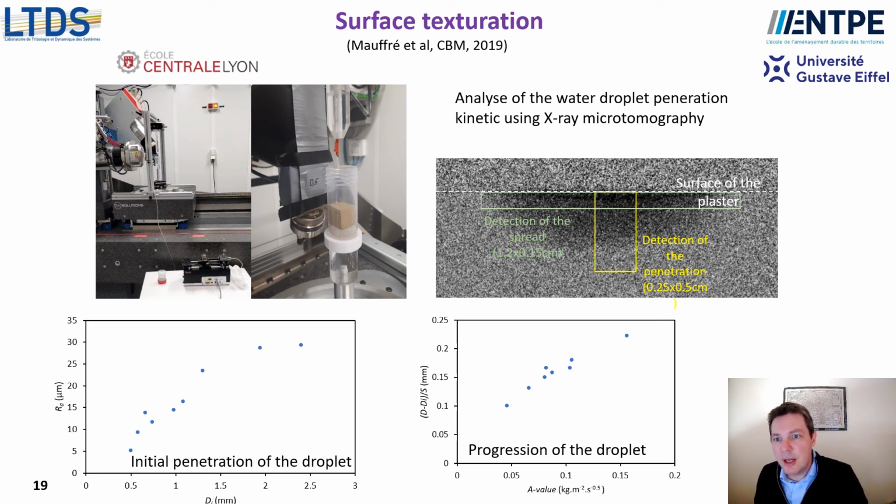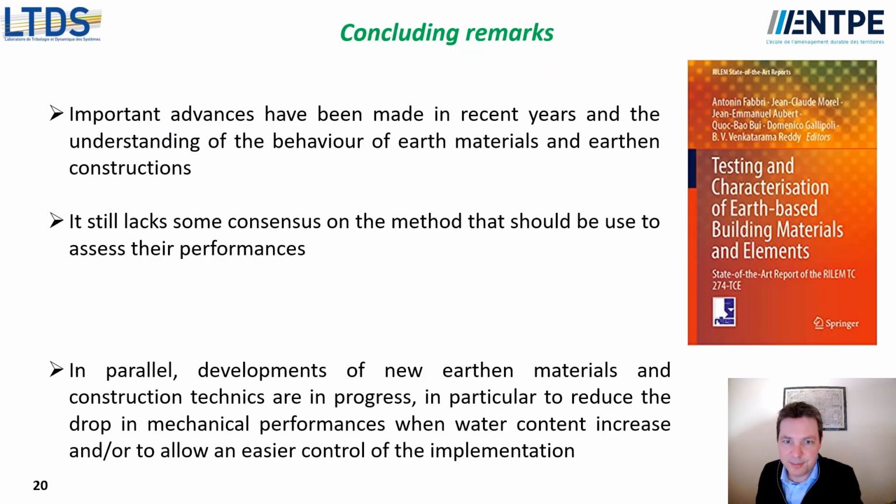To go further on that point, we have made a collaboration with Institut Navier and University Gustave Eiffel to analyze the droplet penetration within the sample with X-ray microtomography. And we can see that the lower the roughness is, the lower the penetration of the droplet at the surface will be. After that initial stage, the progressive penetration of the droplet is clearly a consequence of the permeability of the material, which is depicted here by the A value. So these results show that there is a way to reduce the sensitivity to water of earth by modifying its surface texturation, without any addition to the earth.